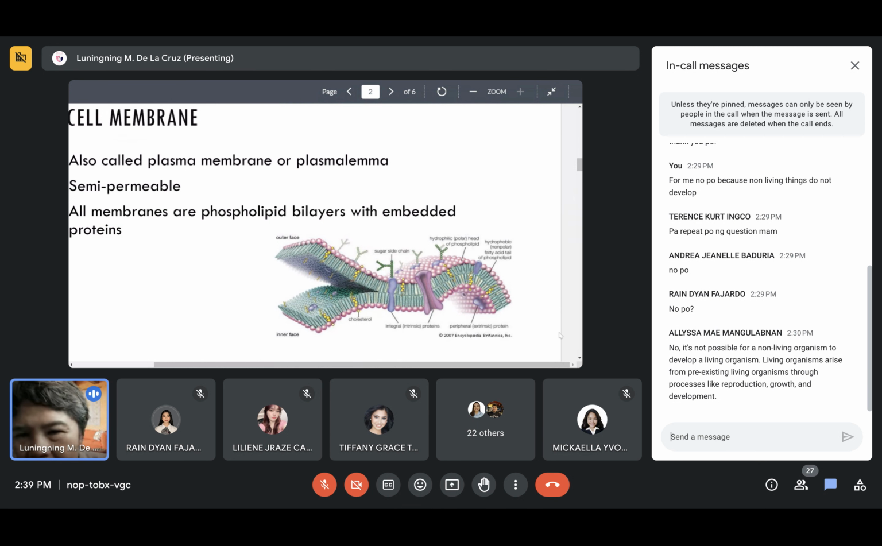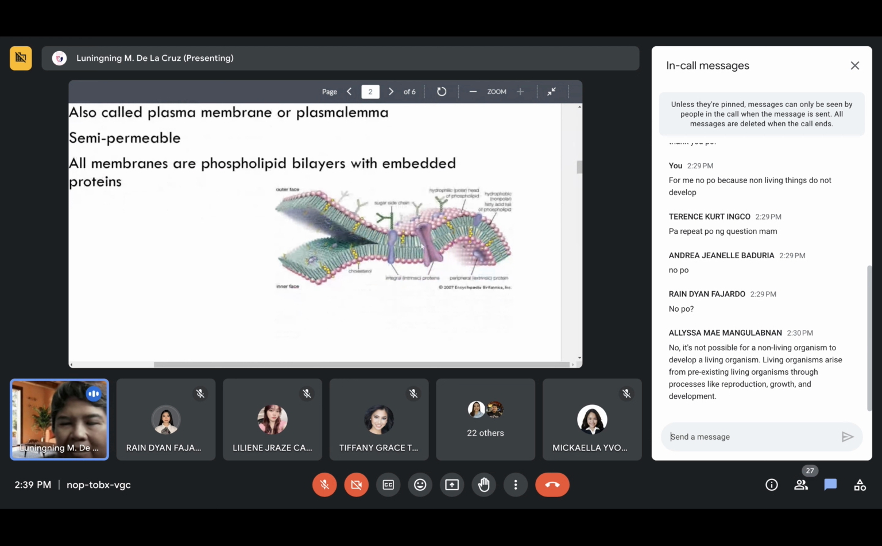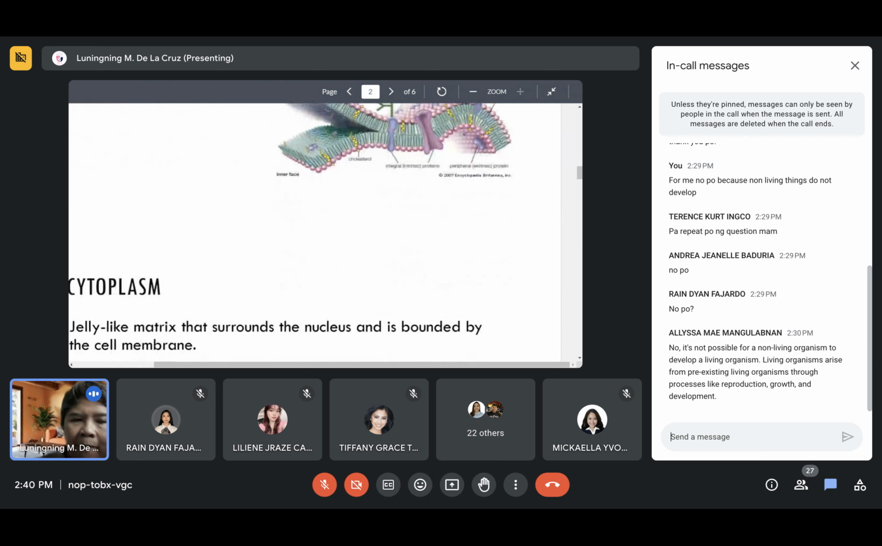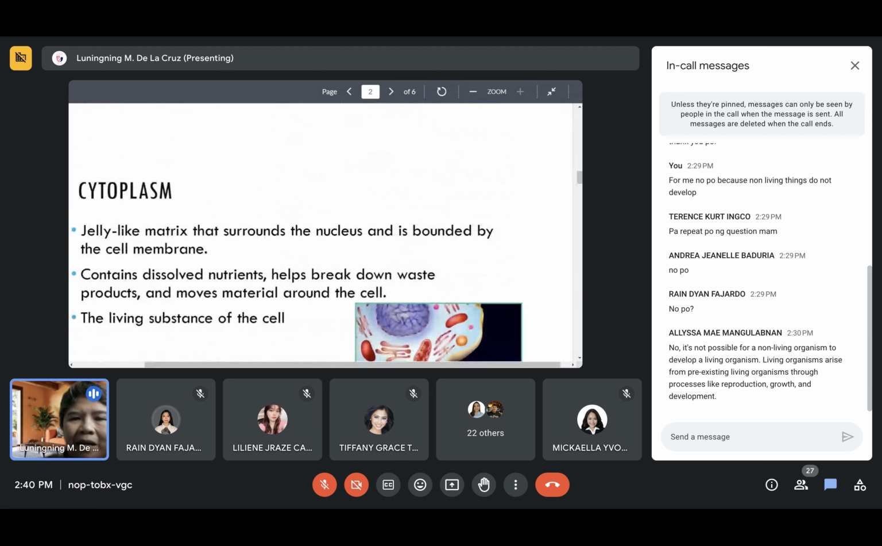Okay? So when we say hydrophilic, it means water loving. When we say hydrophobic, it is what? It is afraid of water. Okay, so the inside part is hydrophobic, while the outside part is hydrophilic for our cell membrane.